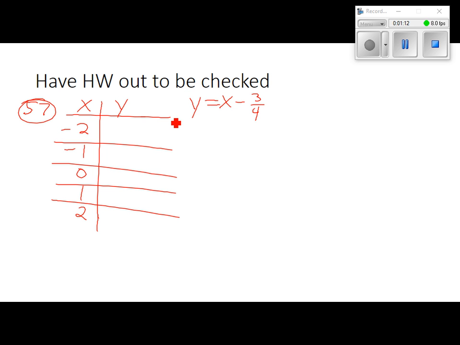Because what's -2 minus 3/4? Be careful. Well, as a matter of fact, let's go down here. Let's start at the bottom. What's 2 minus 3/4? 1 and 1/4, right? What's 1 minus 3/4? 1/4. What's 0 minus 3/4? -3/4. What's -1 minus 3/4? Be careful. Think about your pattern. -1 and 3/4. Good. What's -2 minus 3/4?